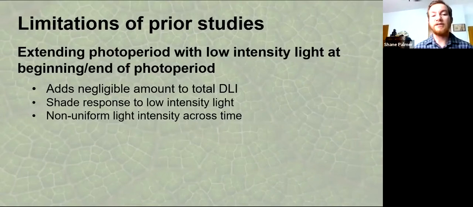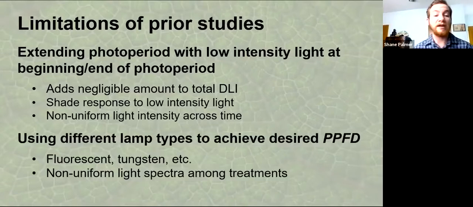One of the ways they were extending the photoperiod without affecting the DLI was to add a low intensity light either at the beginning or the end of the photoperiod. It was low intensity enough that the amount of light it added to the overall DLI was pretty negligible. However, it does introduce the possibility that the plant response to these treatments could have been a shade response because of that low intensity light. It also introduces non-uniform light intensity across time during your treatments, which is not necessarily the best thing, depending on what you want to look at.